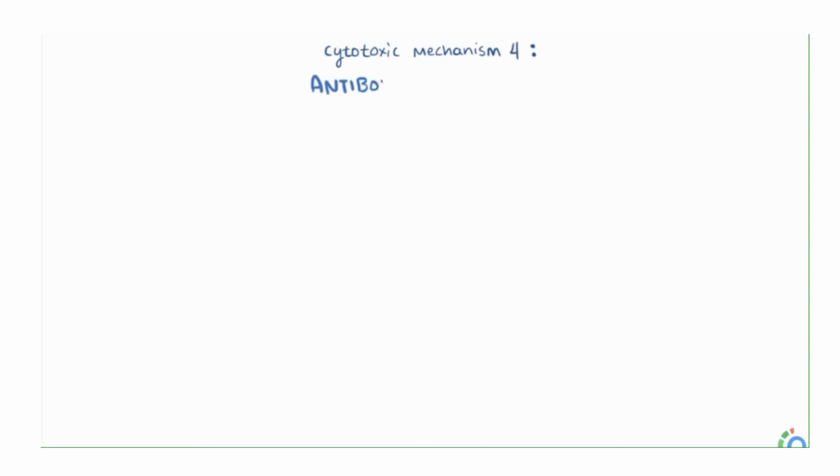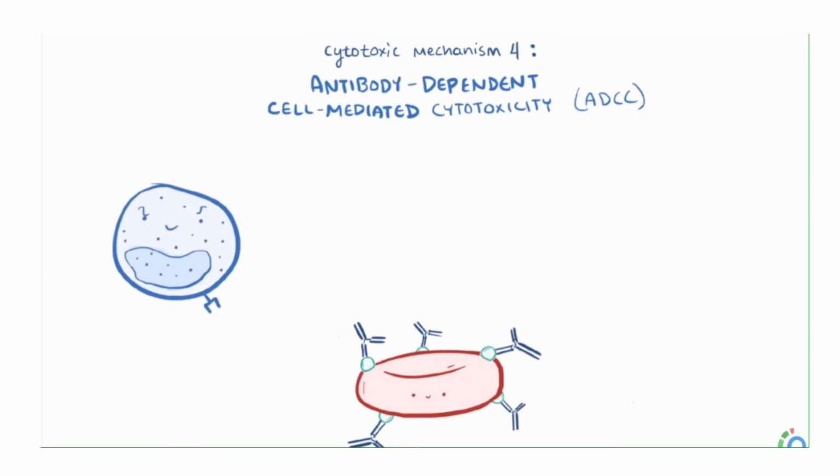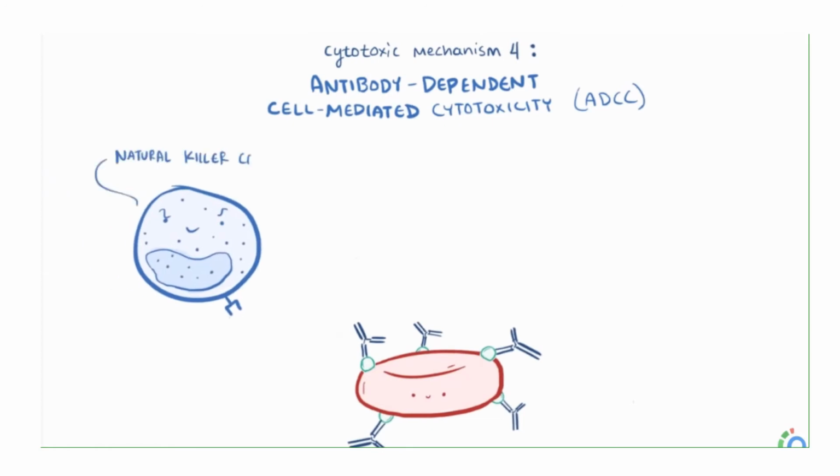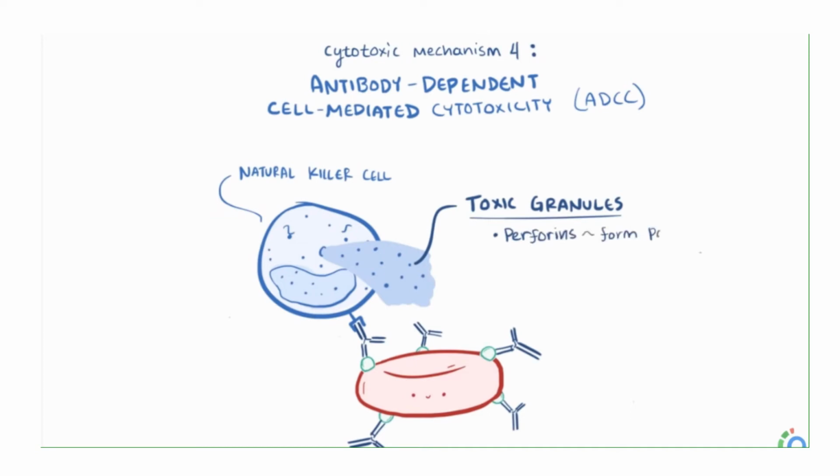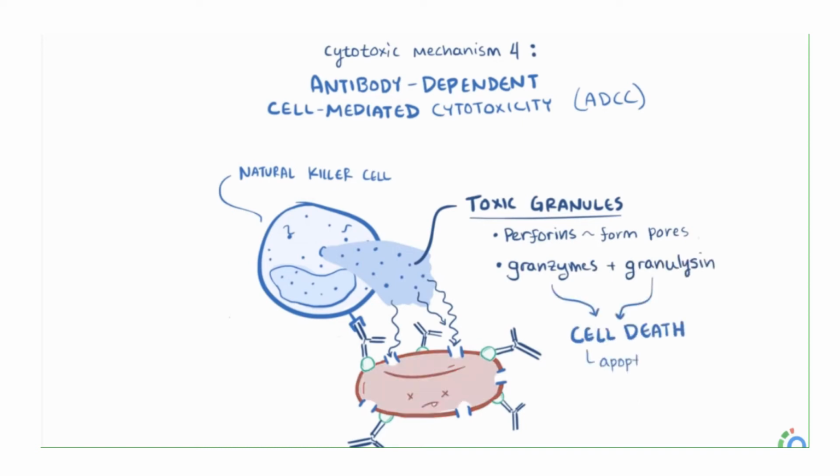So the fourth mechanism is called antibody-dependent cell-mediated cytotoxicity, or ADCC. In this case, the bound antigen-antibody complex gets recognized by immune cells called natural killer cells. The natural killer cell recognizes the Fc tail of the antibody and releases toxic granules. These granules contain perforins, which, just like the MAC, form pores in the cell, except that this time the pore also allows entry of enzymes that are like these silent assassins called granzymes, as well as granulysin, which work together to cause cell death in an apoptotic or quiet death sort of way, such that there's no surrounding inflammation.